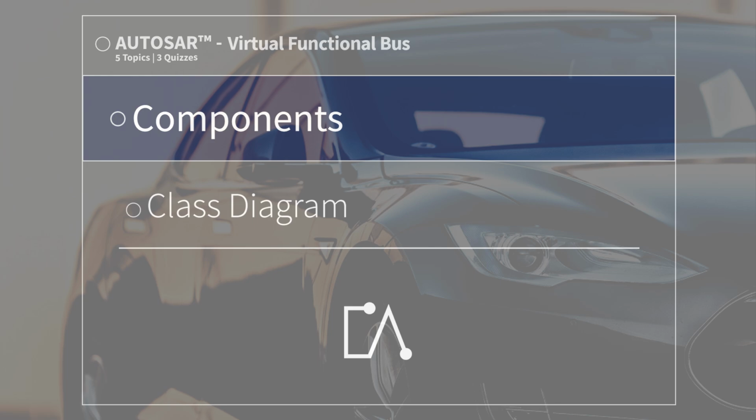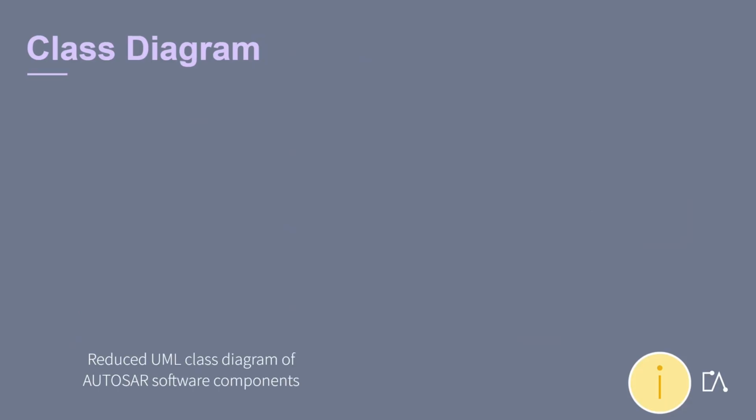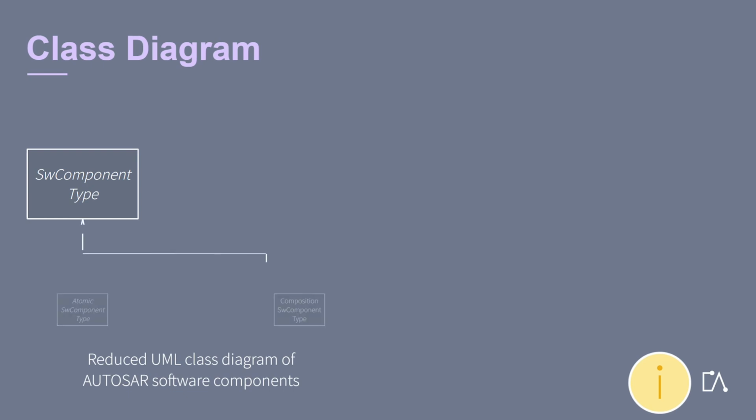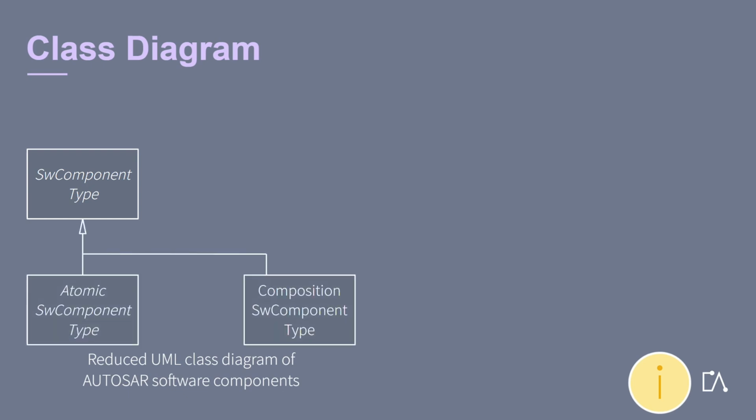Class diagram. Now we want to take a look at the reduced class diagram of AUTOSAR software components. We start with the abstract class software component type, which is the base class of all software components, in particular of atomic software component type and composition software component type. A composition can have several components.